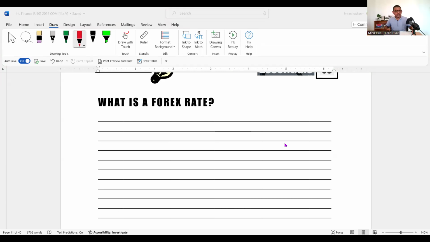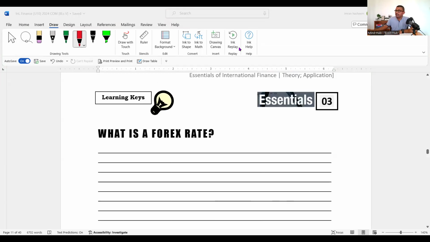Right. So we are back after the break and we are starting off the essentials third area, which is essential three, basically an important chapter in unit 10, foreign exchange rates. So first we will take an effort to understand what exactly is a foreign exchange rate. What are the different ways we can present the foreign exchange rate?